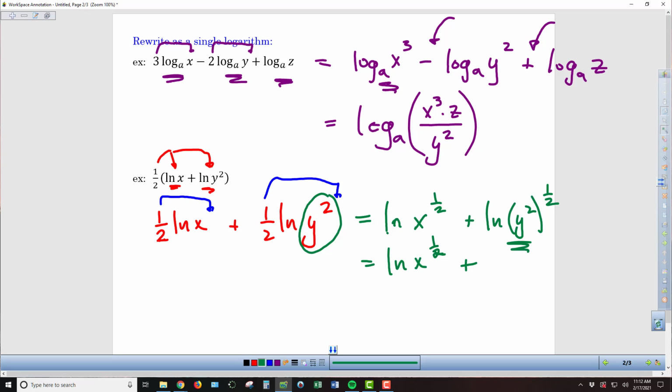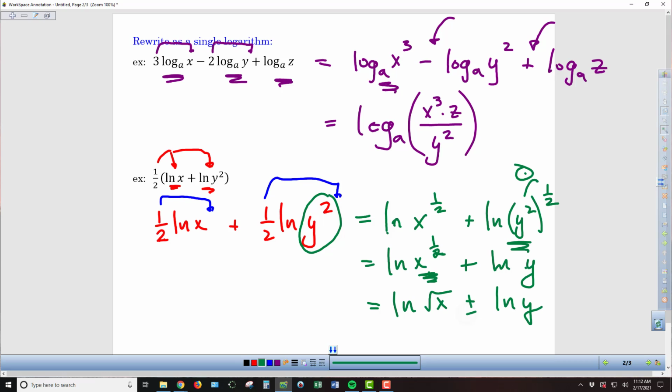But for the second piece, when I raise an exponent to an exponent, we're going to multiply those. So I'm going to have natural log of y squared to the 1/2, so 2 times 1/2 is just 1, so it's going to be the natural log of y. The other thing I'm going to do here before I combine these into a single logarithm is rewrite it in radical form instead of fractional exponent form. We generally write things in root form when we can. So natural log of x to the 1/2, I'm going to rewrite that as the square root of x. Remember that a 1/2 power means the square root of x. And then we've got plus natural log of y.